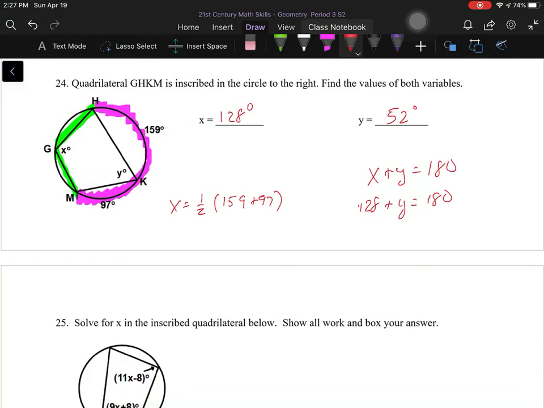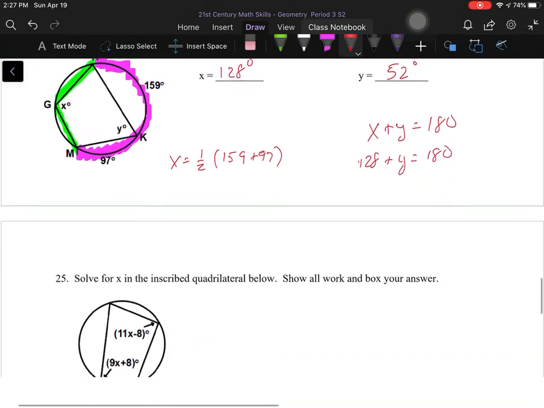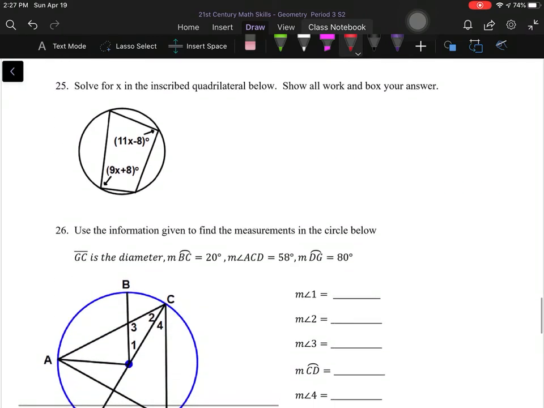Just understand that an inscribed angle, so that's an angle that lands on the circle, is going to be half of the intercepted arc measure. So that one you did have to add the 159 and the 97 because they gave it to you in separate pieces, and then just take half of it. That's your 128. And then you can subtract to get your final answer.